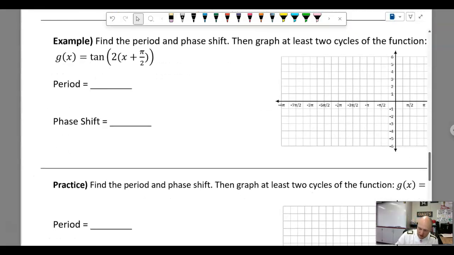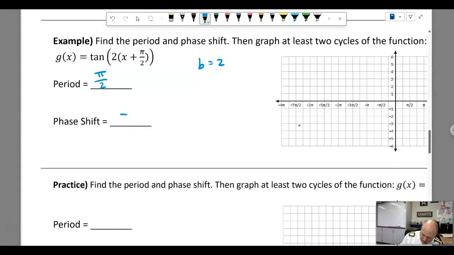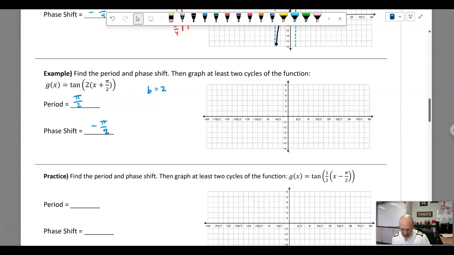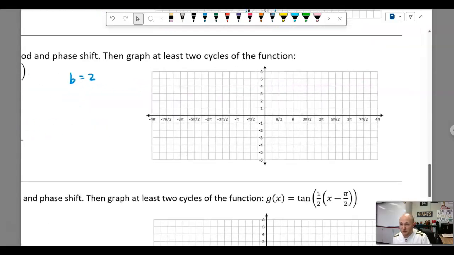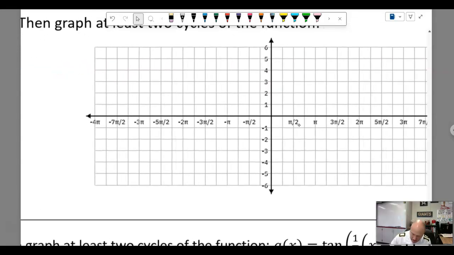Now let's look at an example where we have a period change. So check out this one. Notice how b is equal to 2. So my period is going to be pi divided by 2. Okay, so my graph is getting compressed, right? So phase shift, I'm going left pi/2. Okay. So I am going to go ahead and do my phase shift first. So I'm going left pi/2. So right here is my center.